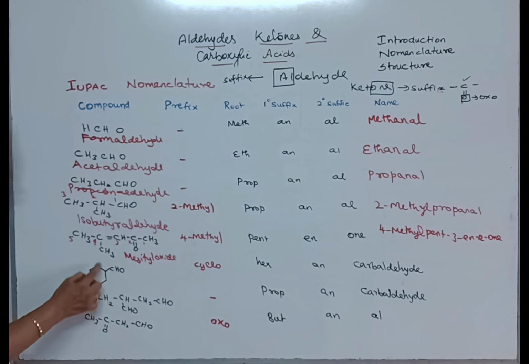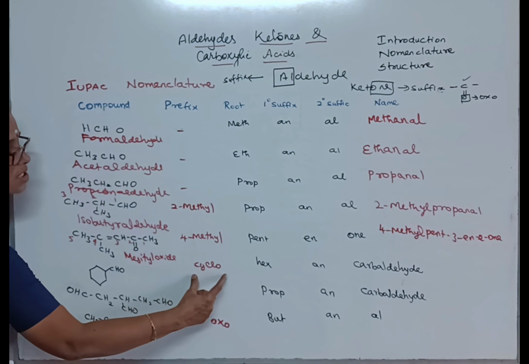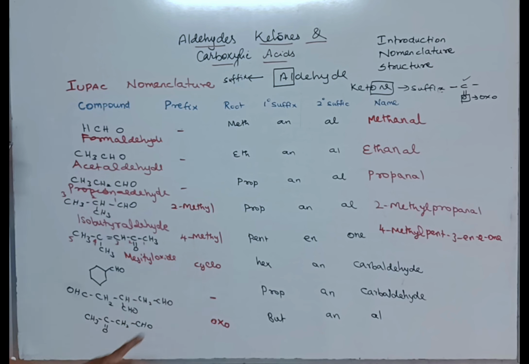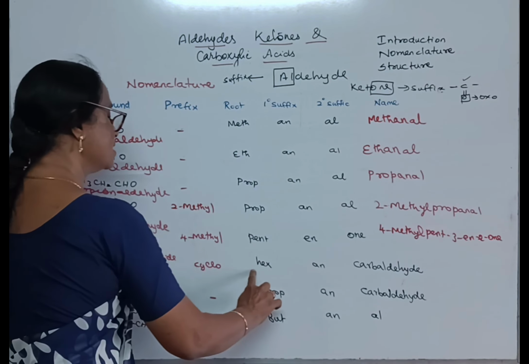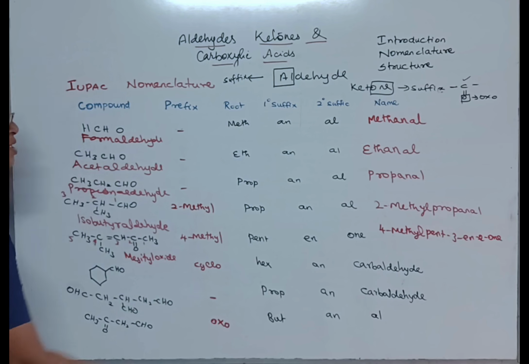Here I have a closed structure, the ring. It has 6 carbon atoms. So for this the closed prefix is cyclo. And how many carbons do I have? 6 carbons, hex. It has no double bond, so the primary suffix is ane. So I got cyclohexane. So this hexane tells the number of carbon atoms present in the ring.